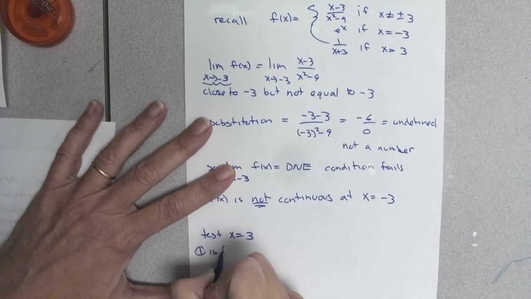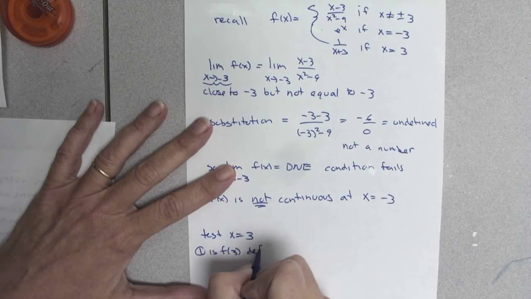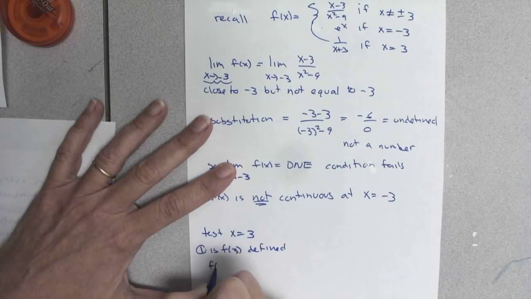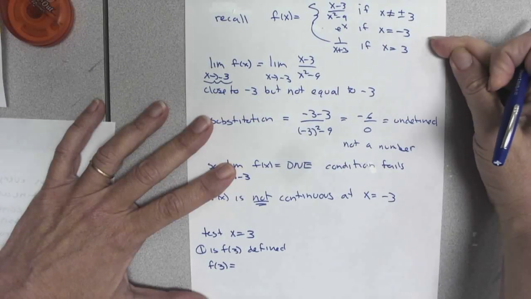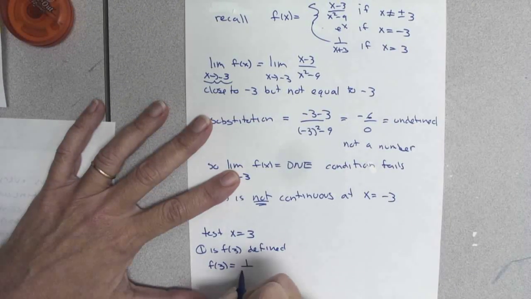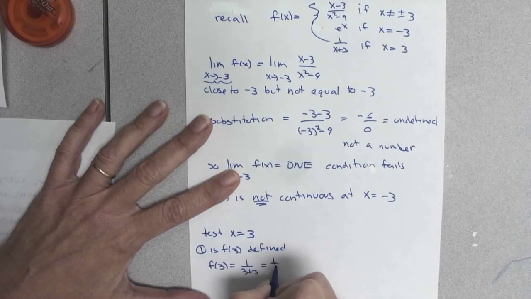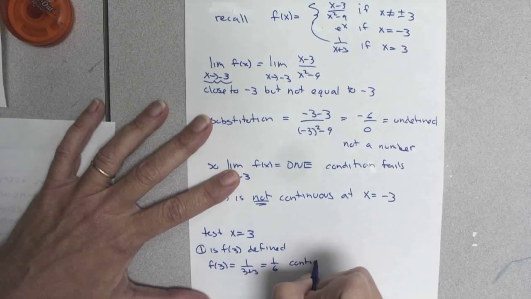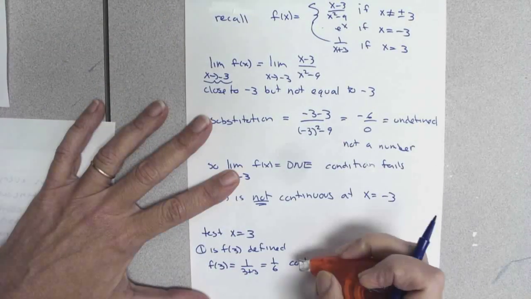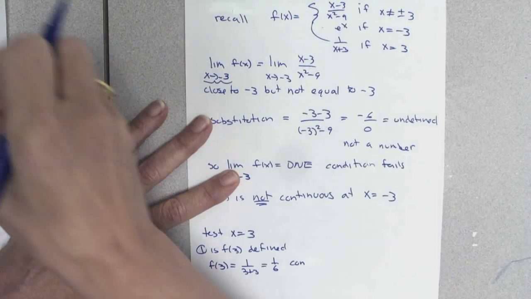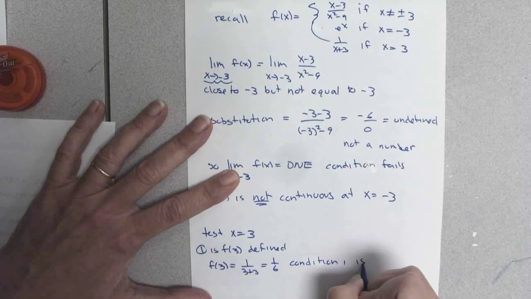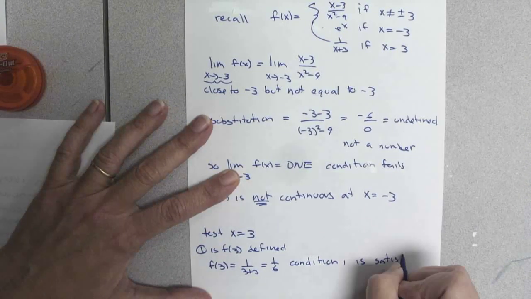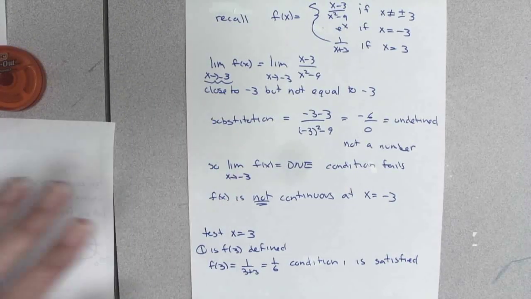Condition 1: is f of 3 defined? Well, go and find it. And so when x is equal to 3, there's my function that I use: 1 over 3 plus 3, 1/6. So condition 1 is satisfied. So go on to condition 2.